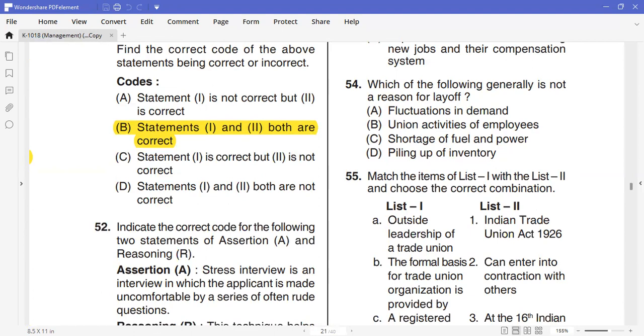So the 54th question, which of the following is generally not a reason for layoff? Fluctuation in demand, union activities of employees, shortage of fuel and power, piling up of the inventory. So shortage of fuel and power is the correct answer. Nobody is going to lay off the employees just because you have a shortage of fuel and power.